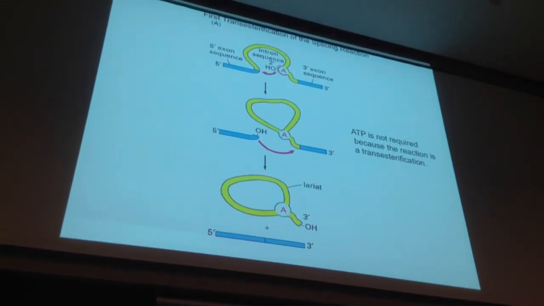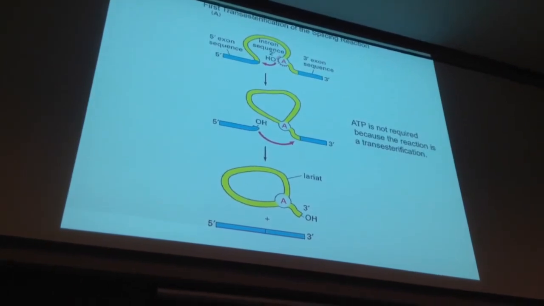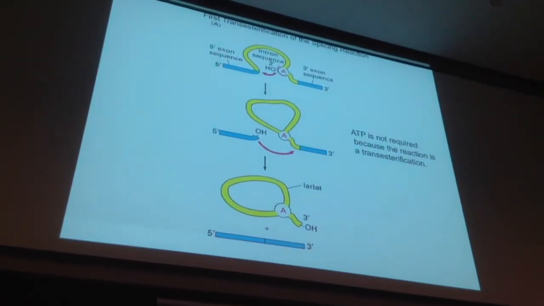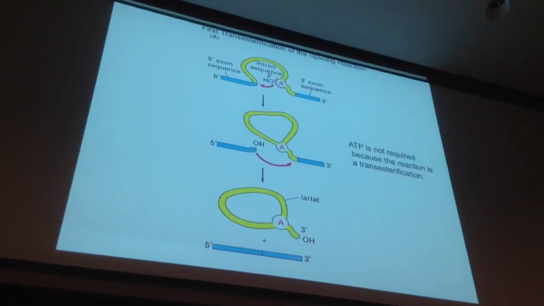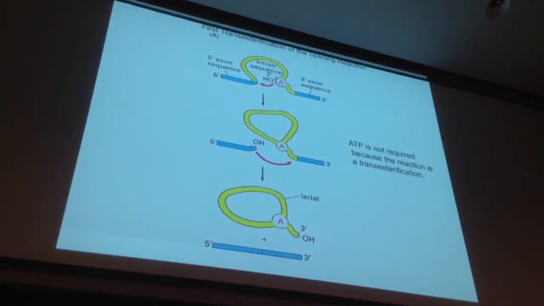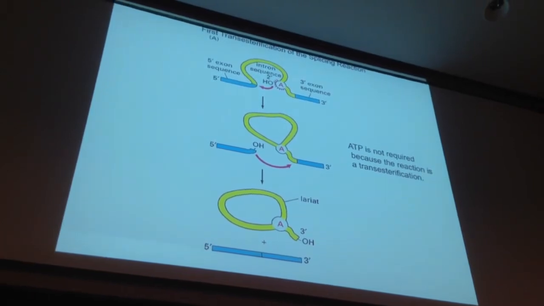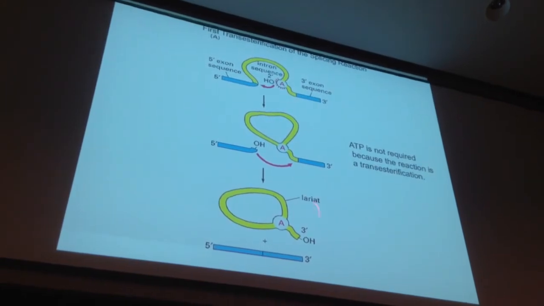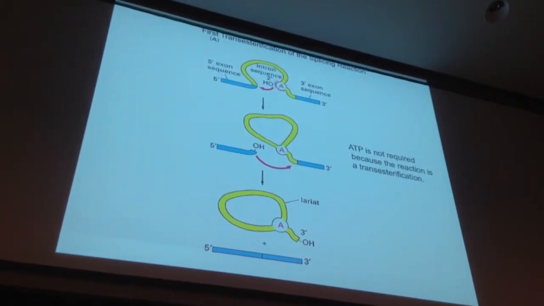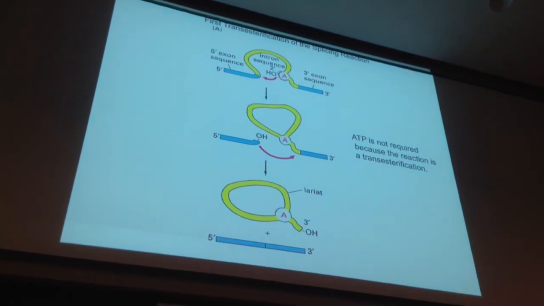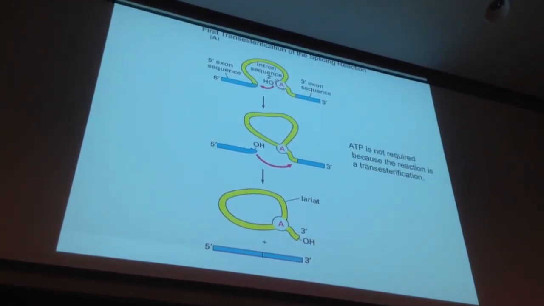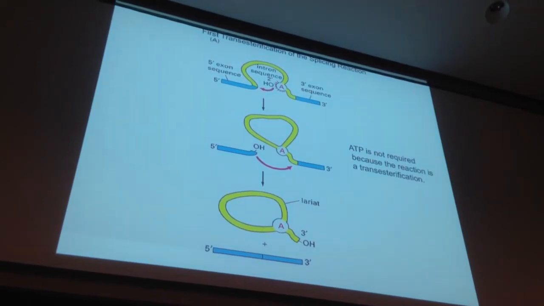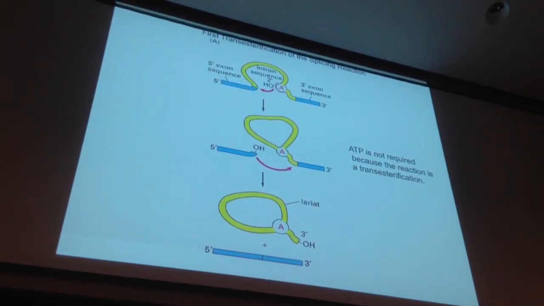Yes? What happens to the lariat after? The lariats are actually totally turned over. They're degraded in the nucleus by nucleases, which is rather strange, right? Because some of these are huge, 50,000 nucleotides. So even though this little reaction is energy independent, the cell has used a huge amount of energy to put together 50,000 nucleotides on an intron that is going to do nothing more than be cleaved out. Right? So why does it do that? That's the question.